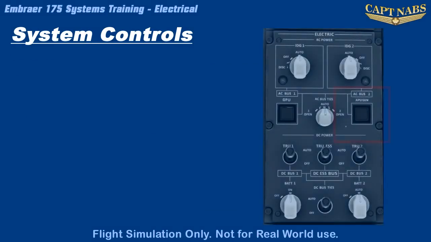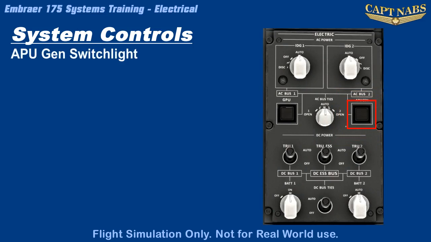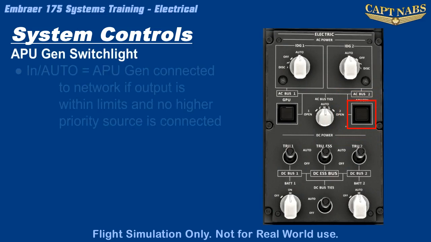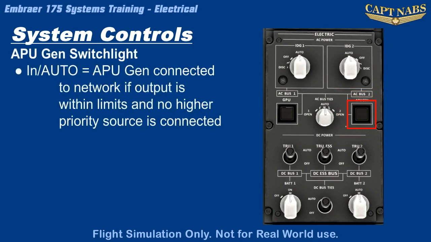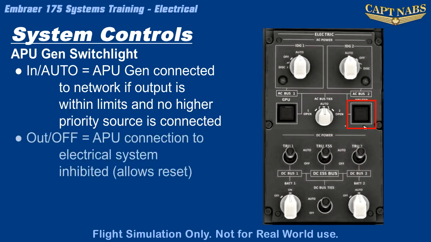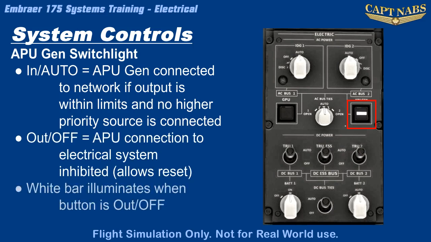There is also an APU Gen switch. This is very similar to the IDG switches. It is normally auto and connects the APU to the AC bus ties when the APU generator is outputting appropriate AC power and there is no higher priority source connected to the AC buses. The switch can be pushed out to turn off the APU generator and prevent it from connecting to the electrical system, or to attempt a reset. When the button is out or off, the white light in the switch illuminates.